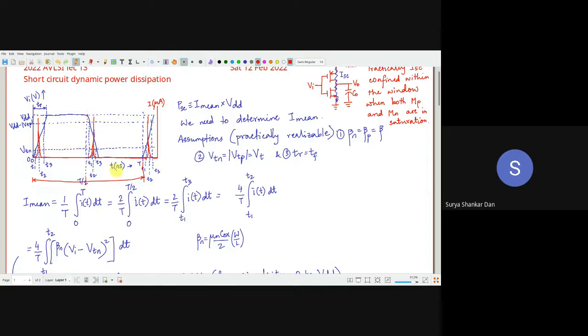So to make our analysis simpler, we will only consider from 0 to T by 2, half of the time period. That means only one half cycle, and we will multiply it by 2, so that we need not bother about how many there are. So basically I'll be concentrating only on one spike, and we will multiply it by 2. Make sense? Excellent. Now in 0 to capital T by 2, how many spikes will be there?